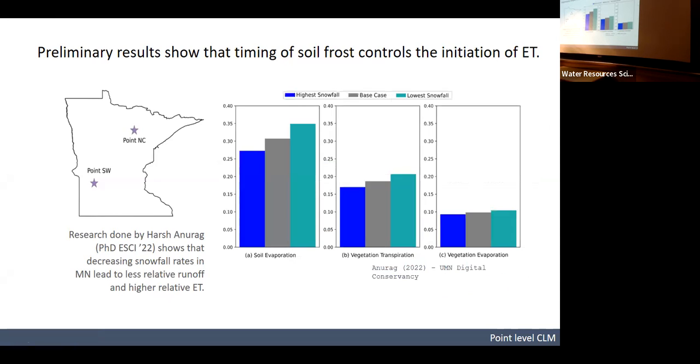And so he then was able to take this one step further. If we take that ET and that soil moisture over the course of the year, and we look at those lowest snowfall cases, we see that at both sites we have much higher soil evaporation, higher vegetation transpiration, and higher vegetation evaporation. So in those scenarios in the future, when we expect to see less snowfall, we end up seeing a lot more ET because of those intermittent infiltration events.